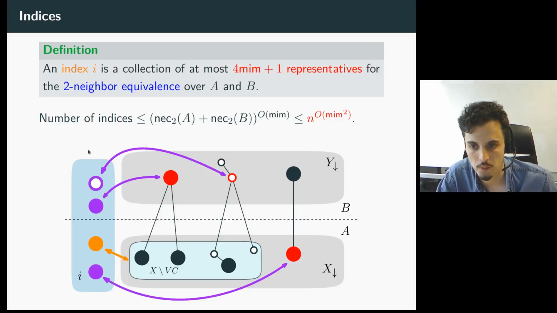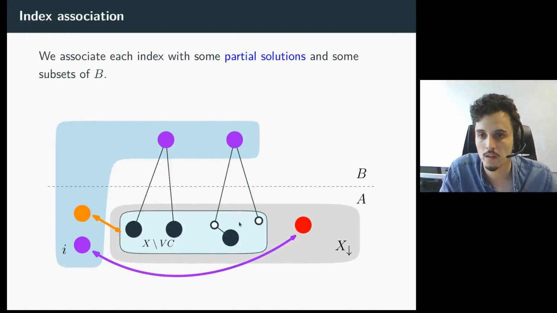And these representatives, some of them represent the vertices of the vertex cover. And we differentiate those that belong to S and those that do not belong to S. And we also have one representative on this side that represents the vertices in X that do not belong to the vertex cover. And the number of indices is upper bounded by this. So this is the bottleneck of our algorithm. So now we associate each index with some partial solution and some subset of B.